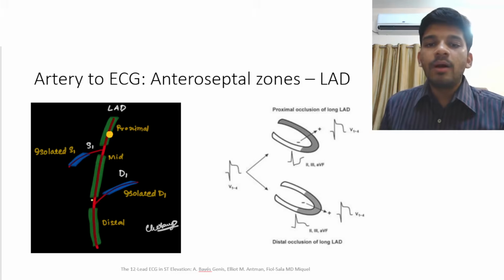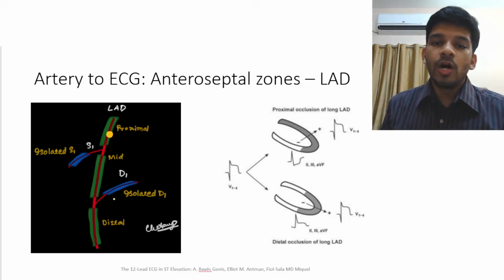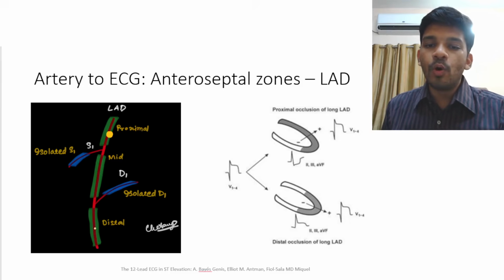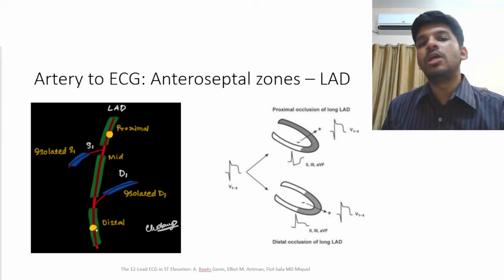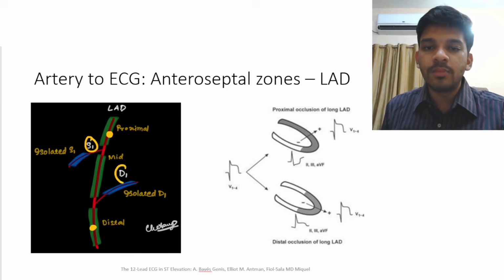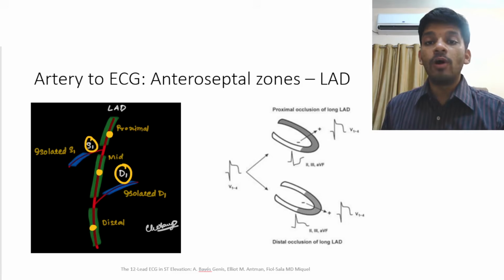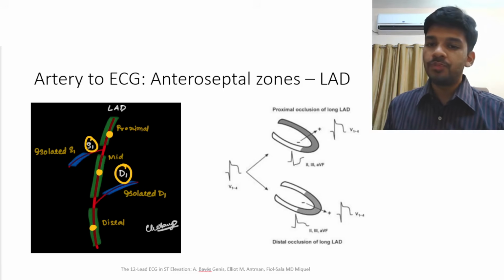Then the other landmark for distal is D1, the first diagonal branch. If the occlusion is distal to both S1 and D1, it is called a distal occlusion. And as you can imagine, it is possible that the occlusion is distal to S1 but proximal to D1. In that case, it is called a mid-LAD occlusion. So these are the possibilities for a LAD occlusion.